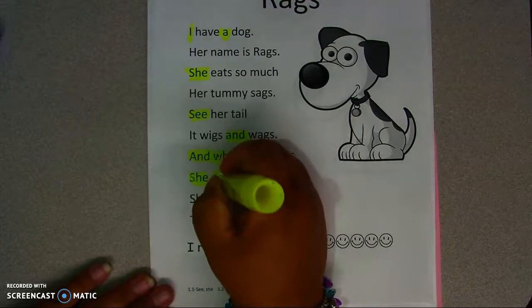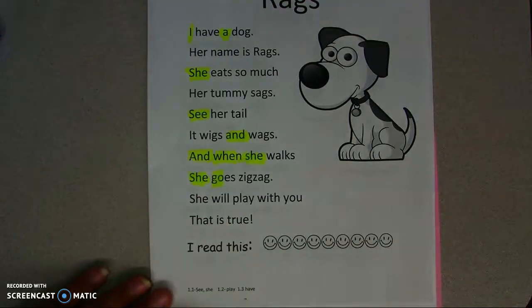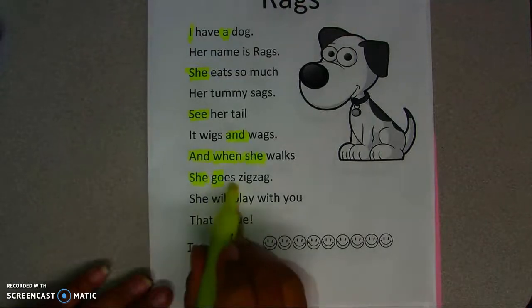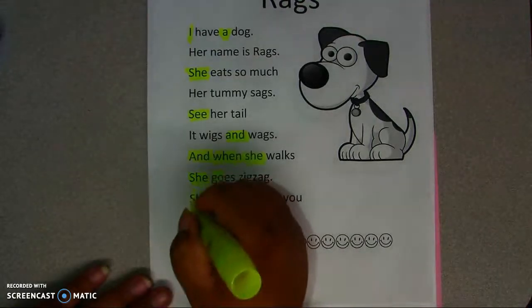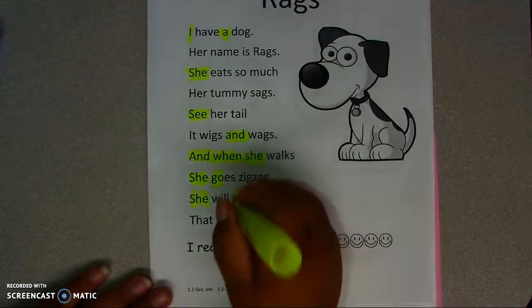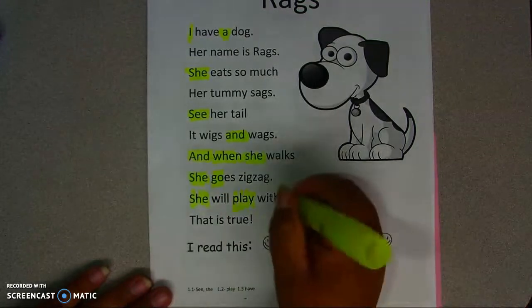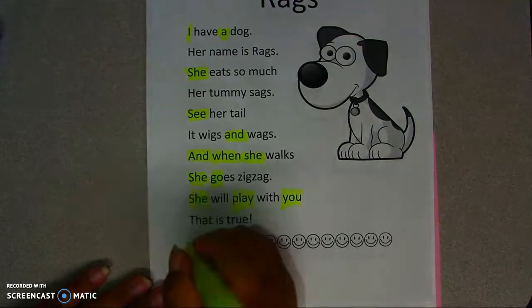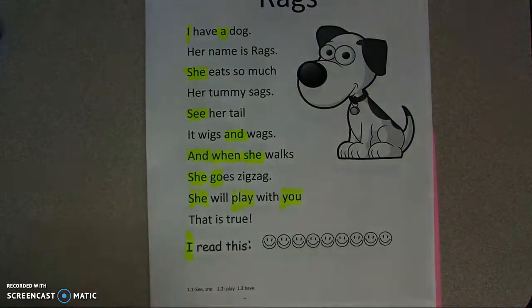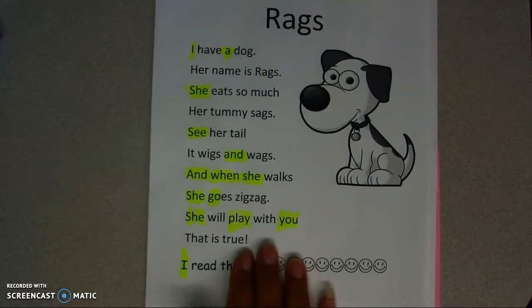I'm going to highlight the first part of go because it tells me what word this is. This is goes. She will play with you. And then down here, that's I.